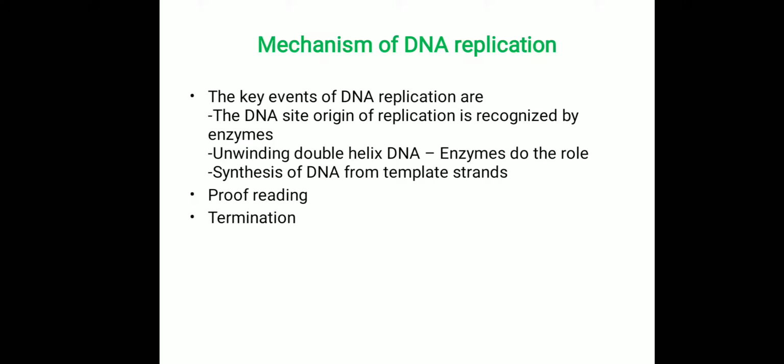Since cell division makes two daughter cells, one pair will go to one daughter, another pair will go to the other daughter. So there is a strict process that clearly watches this. Once the replication is completed one time, the replication process is terminated, which is achieved by termination-associated enzymes.